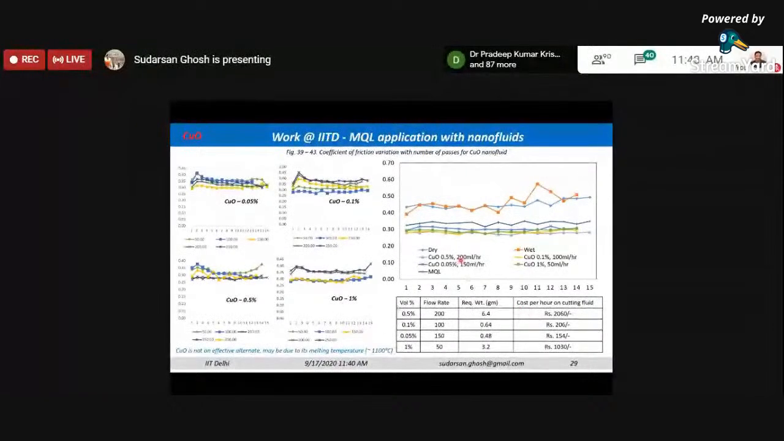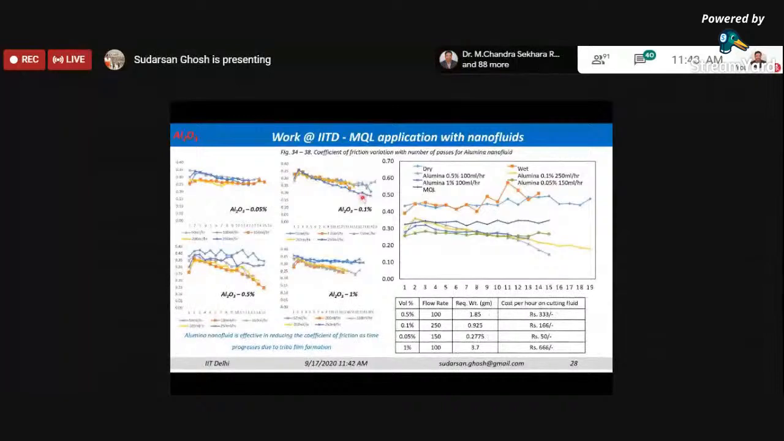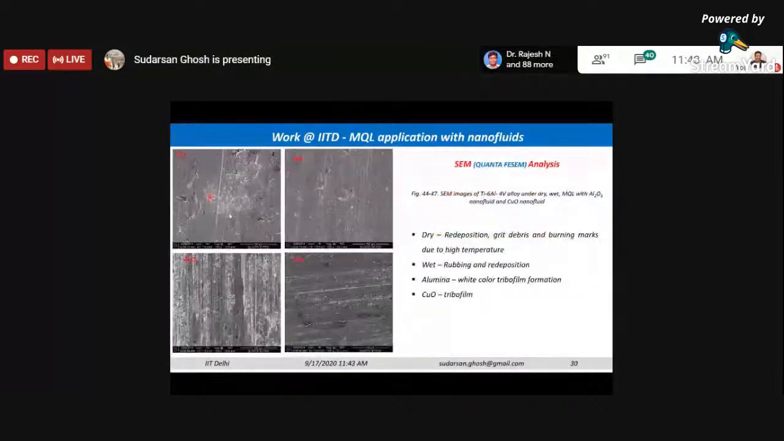Now let us see why in copper oxide there has not been any appreciable change in the friction coefficient, whereas in the case of aluminum oxide there has been an appreciable change. Let us understand that. For understanding that, we have to go to the AFM images of the ground surface. Here, as you can see, this AFM image is of the ground surface where we have used the aluminum oxide nanofluid, and you can see there is a white layer over here. This layer which you observe, which we discussed previously also, was a layer of molybdenum disulfide.